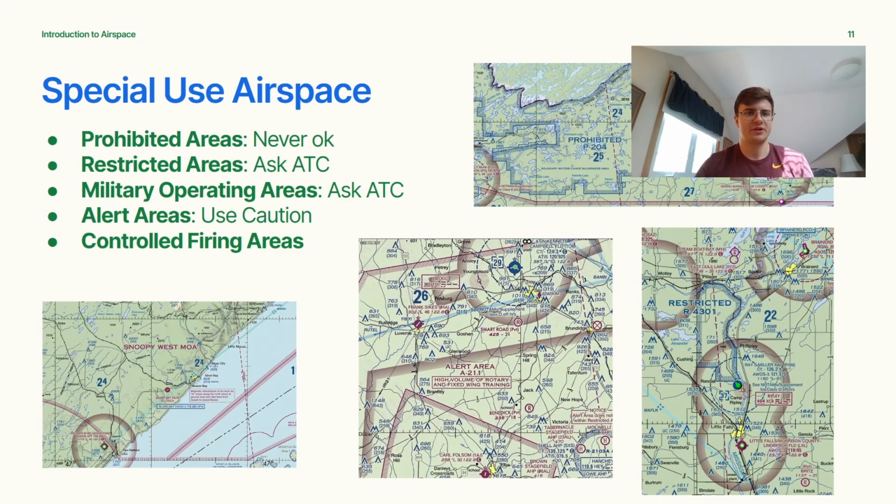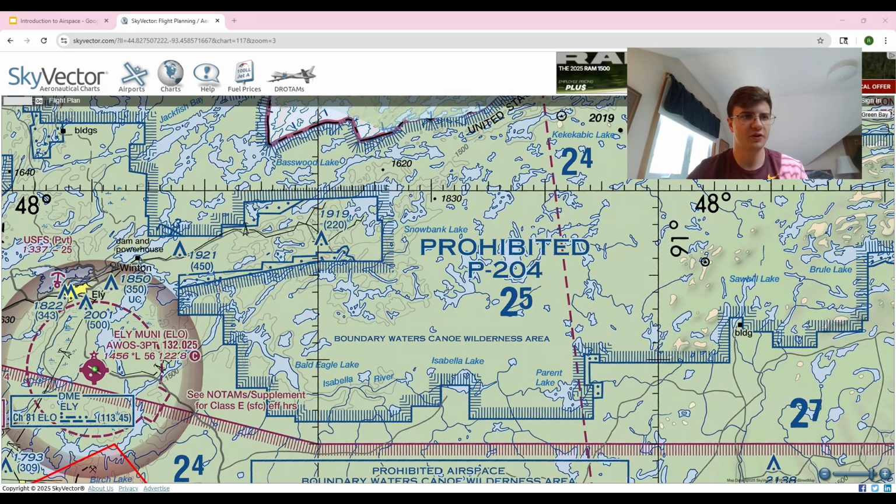Let's talk about special use airspace. So there's a lot of different types. I picked out the 5 most common ones that you'll encounter. If you have questions about specific ones, I encourage you to refer to the FAA Flying Handbook or the Pilot's Handbook of Aeronautical Knowledge, which can be found online. I'll link those below. So the first special use airspace we're going to be talking about is prohibited areas.